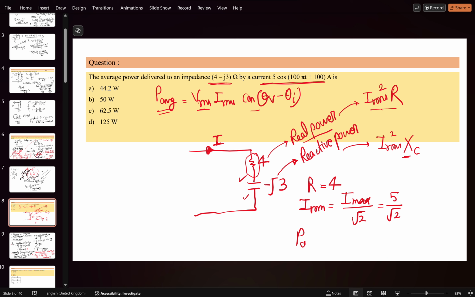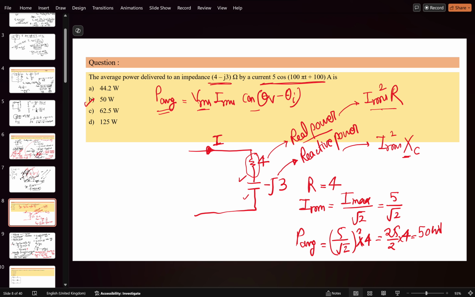What will be the average power? It will become Irms squared, (5 by root 2) squared multiplied by 4. What does it come out to be? 25 divided by 2 multiplied by 4. It will come out to be 50 watt.